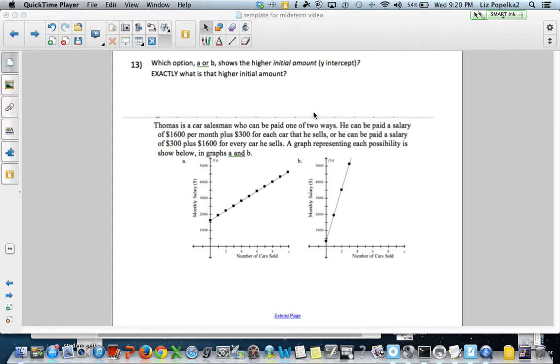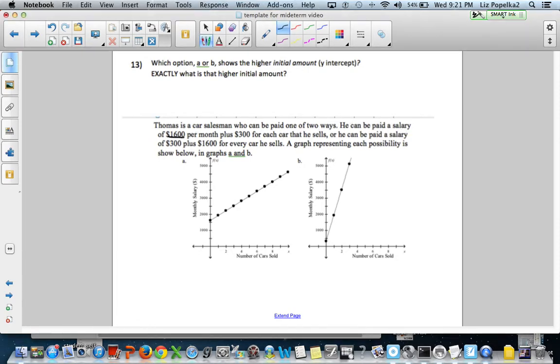Our next section is comparing characteristics of functions, and remember to be using your correction sheet as I'm working the question. So it says, Thomas is a car salesman who can be paid one of two ways. He can be paid a salary of $1,600 per month, plus an extra $300 for each car that he sells, or he can be paid a salary of $300 plus $1,600 for every car that he sells. A graph representing each possibility is shown below in graphs A and B.